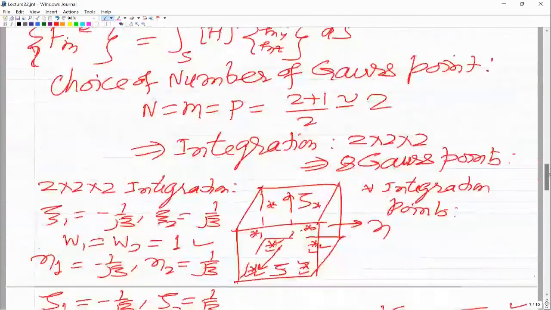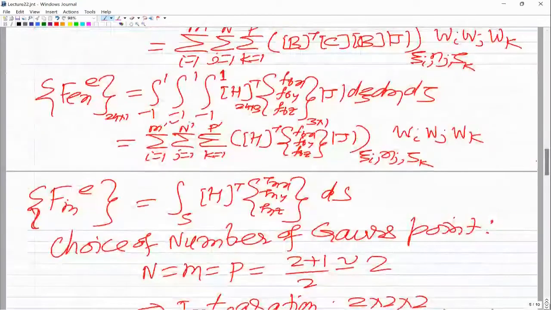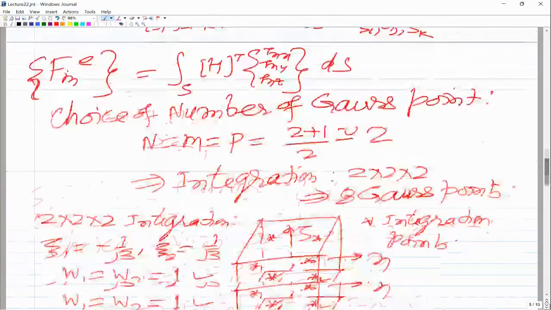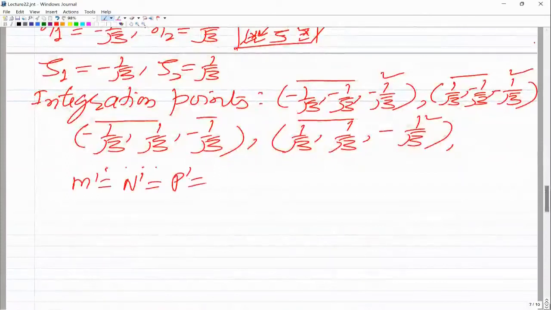But what about n dash, m dash, and p dash? Although you would see that only h is involved, so we could use the highest power of zeta, which is actually 1, so you could use 1 point. But most of the time, we end up using the same integration points. So m dash is equal to n dash is equal to p dash. We take actually 2, although it can be taken as 1, as I just said, but we take the same as whatever we use for the stiffness matrix.